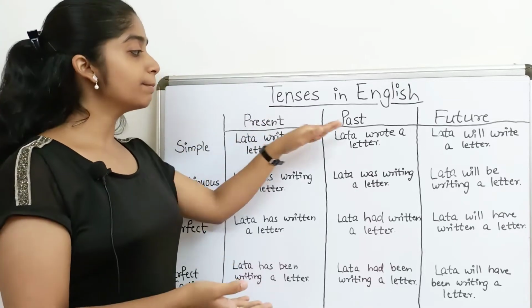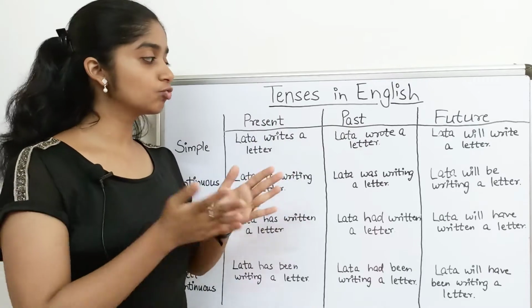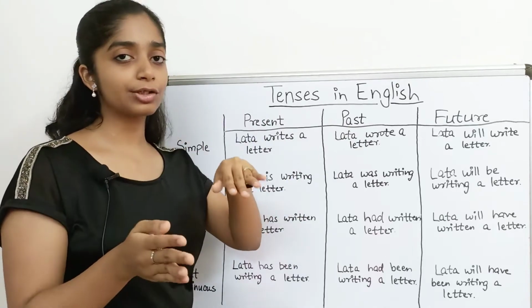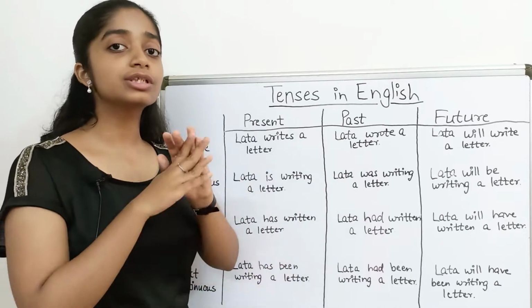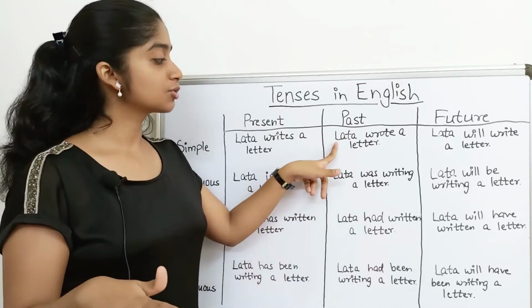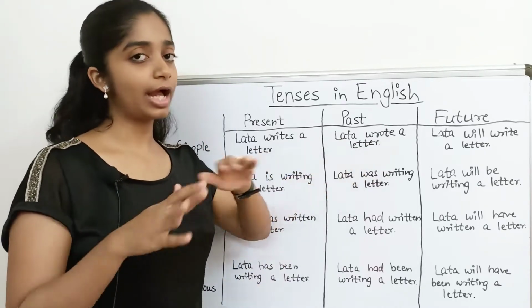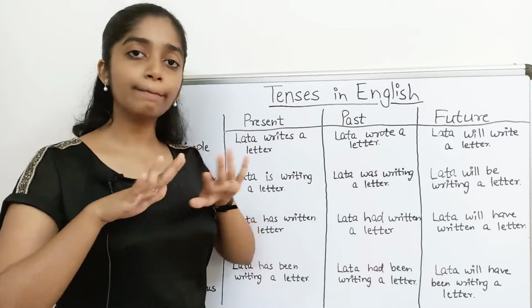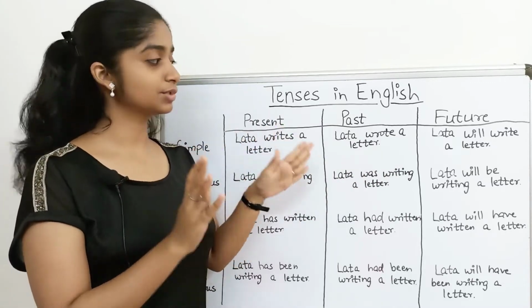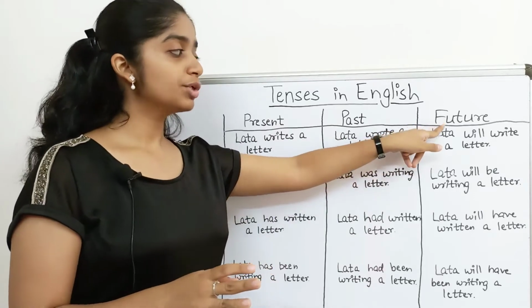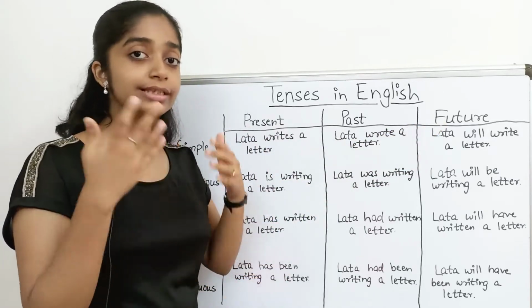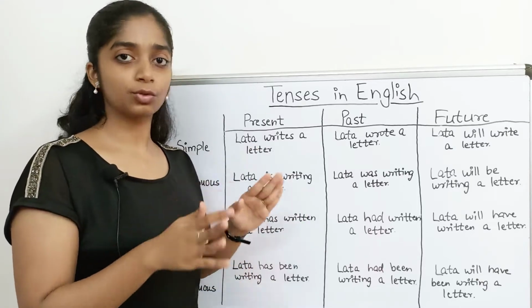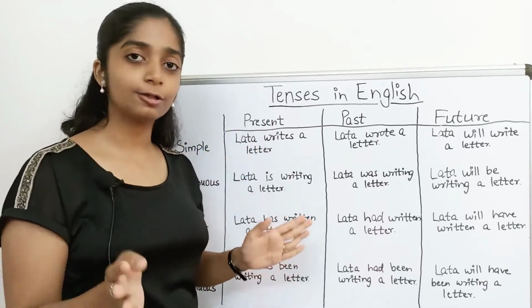Now, simple past tense is the action which has already completed. Okay, the action is over. So Lata wrote a letter. The action is over. She completed writing a letter. Okay, now future tense, Lata will write a letter. She is yet to write a letter. Okay, she hasn't even started.